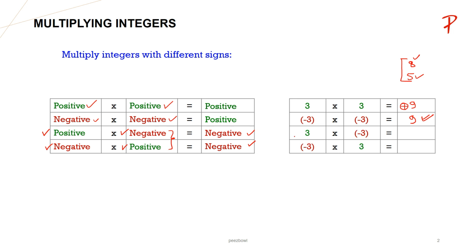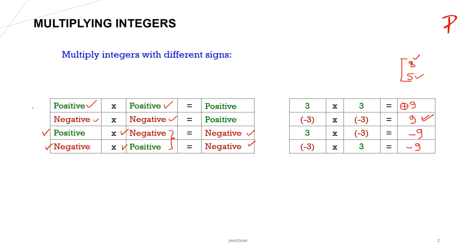Here we have taken the example of 3 multiplied by minus 3 and minus 3 multiplied by 3. So when 3 is multiplied by 3, we get 9 in both the cases. And because a positive integer is multiplied by a negative integer, we will get a negative integer. That's why the result of this multiplication will be minus 9. Same way, the result of this multiplication is also minus 9.